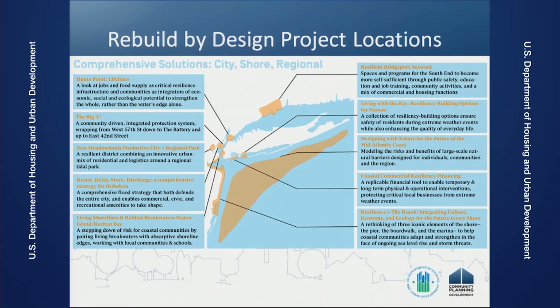And this analysis is what led the Rebuild by Design teams to focus on the areas which they did. Each of these 10 places represent key nodes of risk and vulnerability.